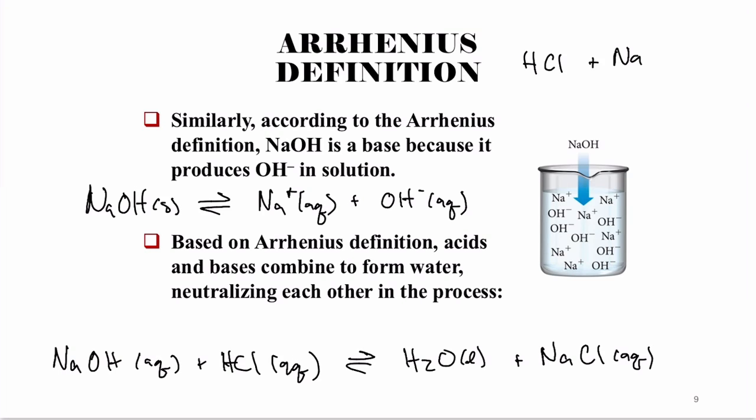So you have the HCl plus NaOH. This proton combines with the OH minus that we created there to then make water. So this is what a neutralization process refers to.